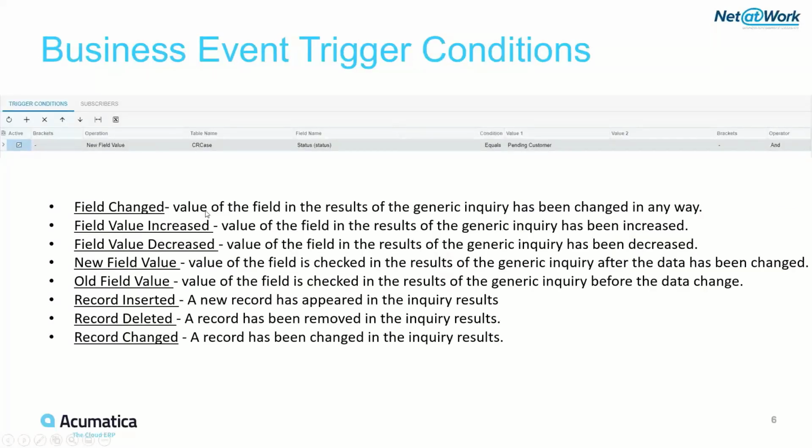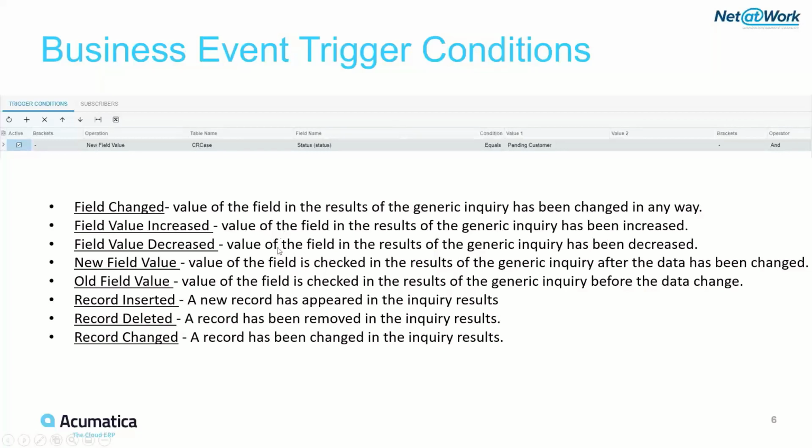And the field change is when the value of the field in the result of the generic inquiry has changed in any way. So maybe it went from being pending, we can see in here we have the pending status, maybe it was new and then it went to pending customer. We have field value increased, the value of the field in the results of the generic inquiry has increased. We have decreased. We have a new field value, so maybe a whole new field came in.